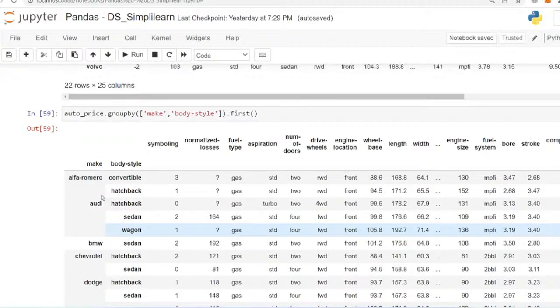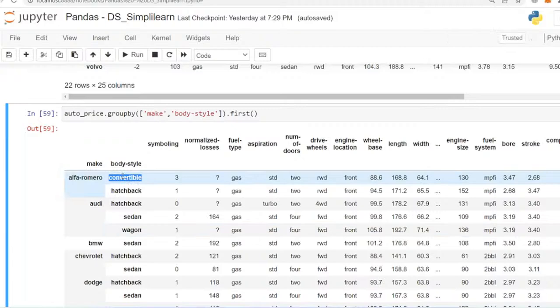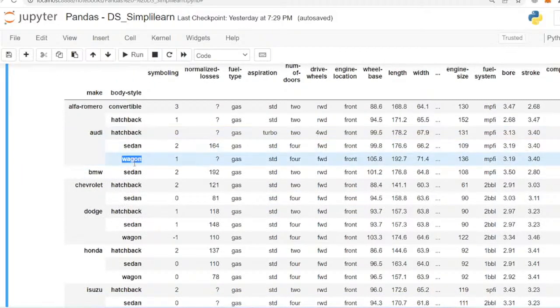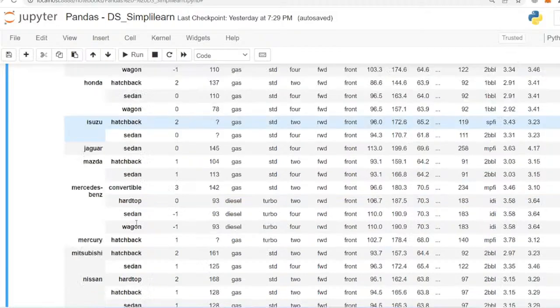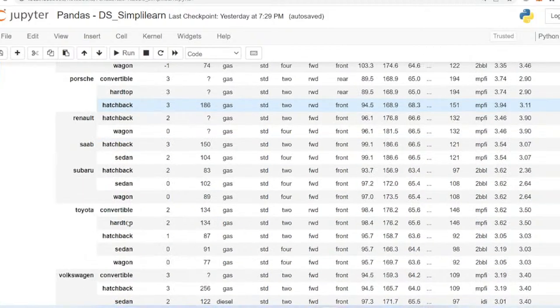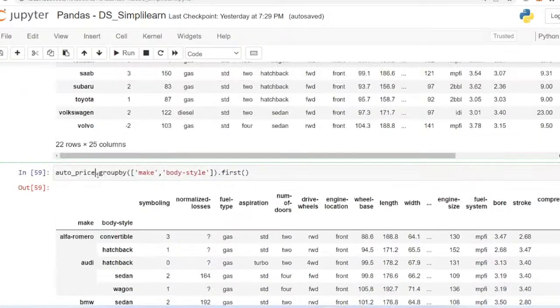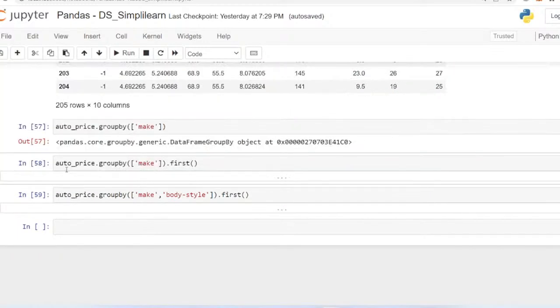So maker Alfa Romeo, body style is convertible. This is your first result. Hatchback, first result. Similarly, Audi hatchback, sedan, wagon. BMW sells only sedan. There is no convertible or hatchback. Chevrolet hatchback, sedan, both are there, and so on. So for every maker, you are getting their category. They are further getting categorized according to the body style. That's the purpose of multiple group by operations. So you can run them and execute them to get your results.